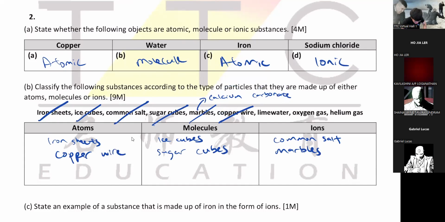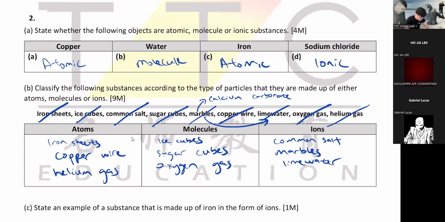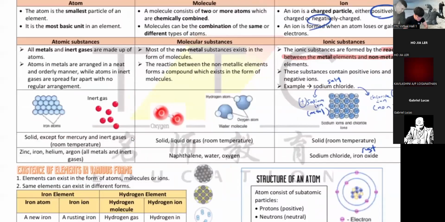Next, lime water. Lime water is the same as calcium carbonate, so it is also an ion. Oxygen gas, definitely non-metal, so molecule. Helium gas, although this is a gas, helium is not a molecule. Although this is a non-metal, because this is an inert gas. Like I said, inert gas is an atom. This is a special case, because we mentioned in our notes, all atoms are metals and inert gases.